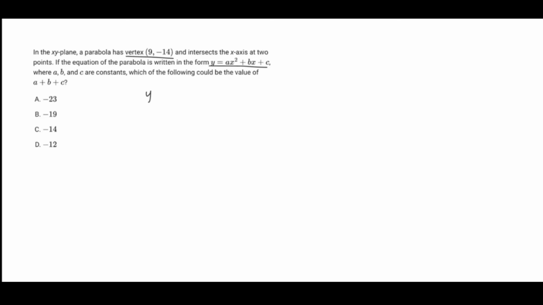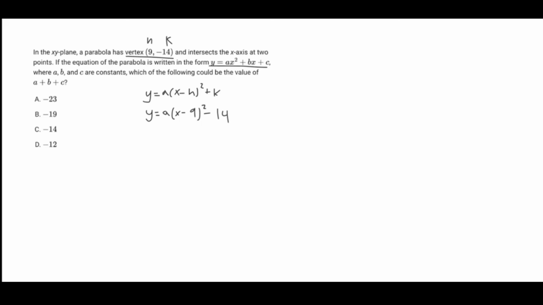So we have that vertex form. Vertex form would be y equals a times (x minus h) squared plus k, all right? So in our case, we would have y equals a, we don't know what the a value is, so we'll just keep it as that, times (x minus 9) squared, since 9 is our h value, and then negative 14 is our k value, so plus negative 14 is just negative 14. All right, so now that we have this, what we want to do is just expand it out.